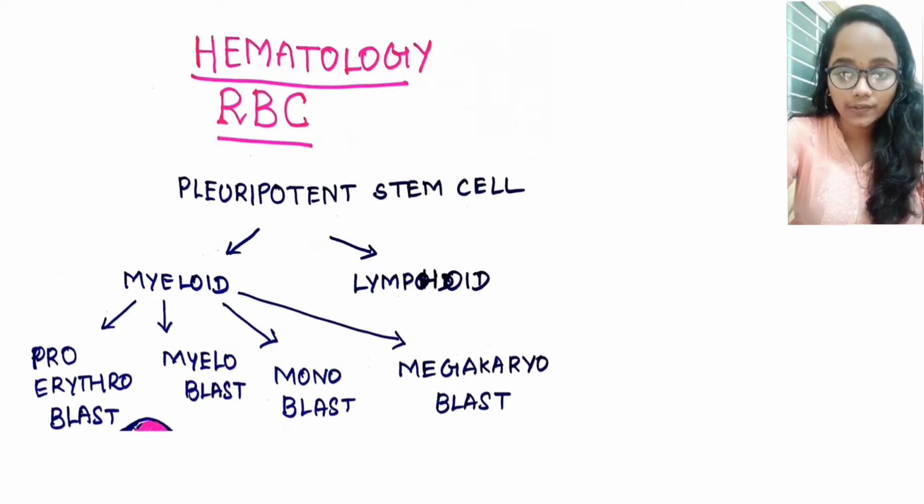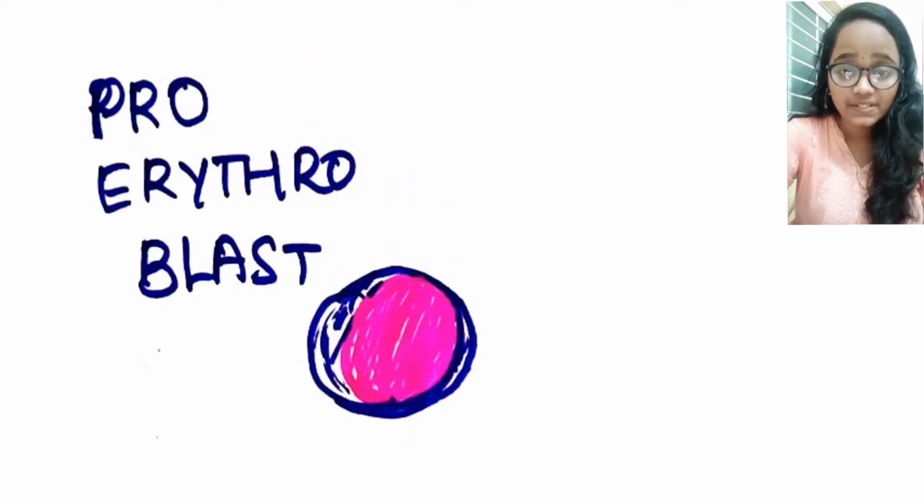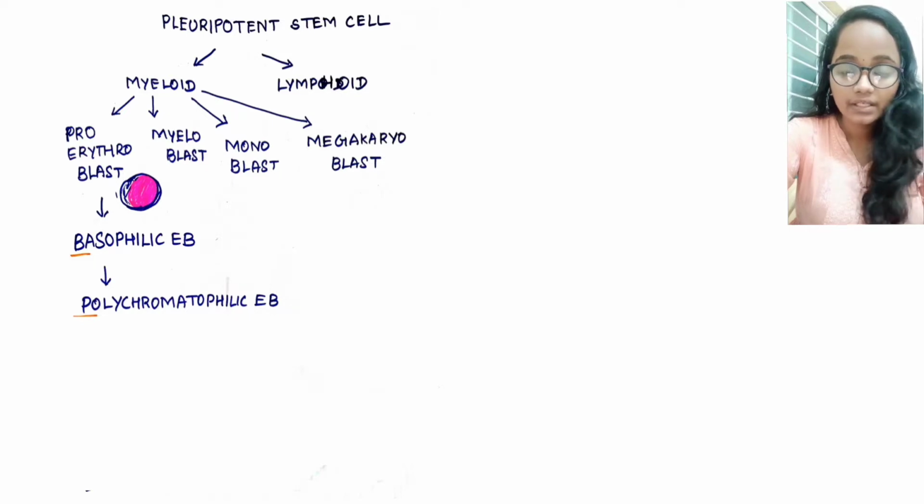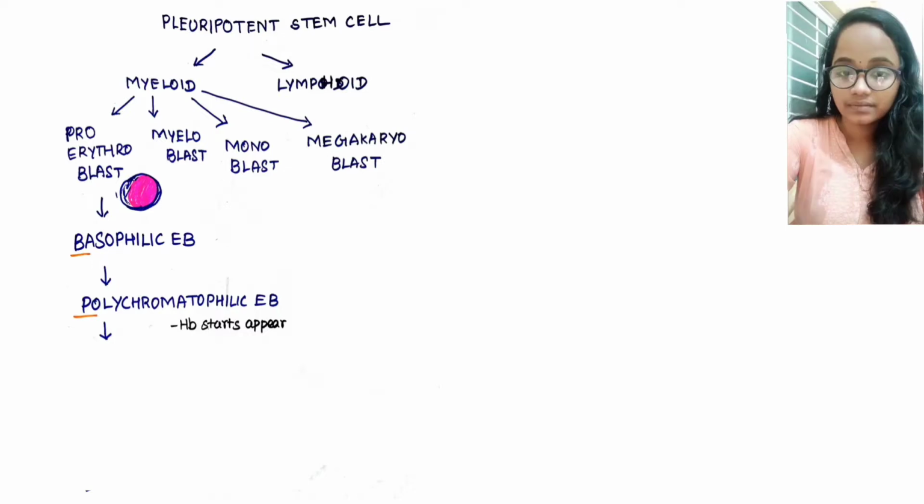First, proerythroblast, which is larger in size, and 80% of the cell is occupied by the nucleus, and there is scant cytoplasm. From proerythroblast, it gives rise to basophilic erythroblast, then polychromatophilic erythroblast. Hemoglobin starts to appear in this stage. After that, orthochromatic erythroblast, then reticulocyte.